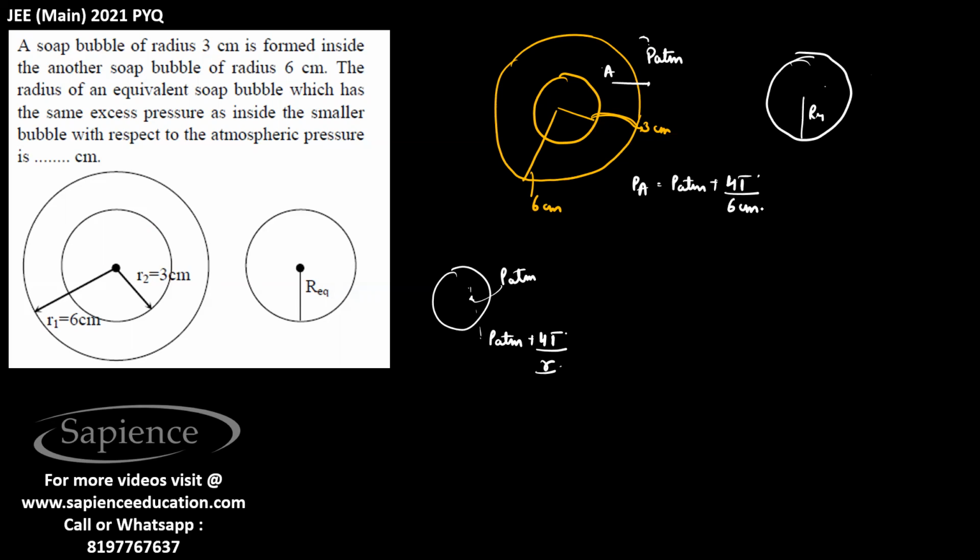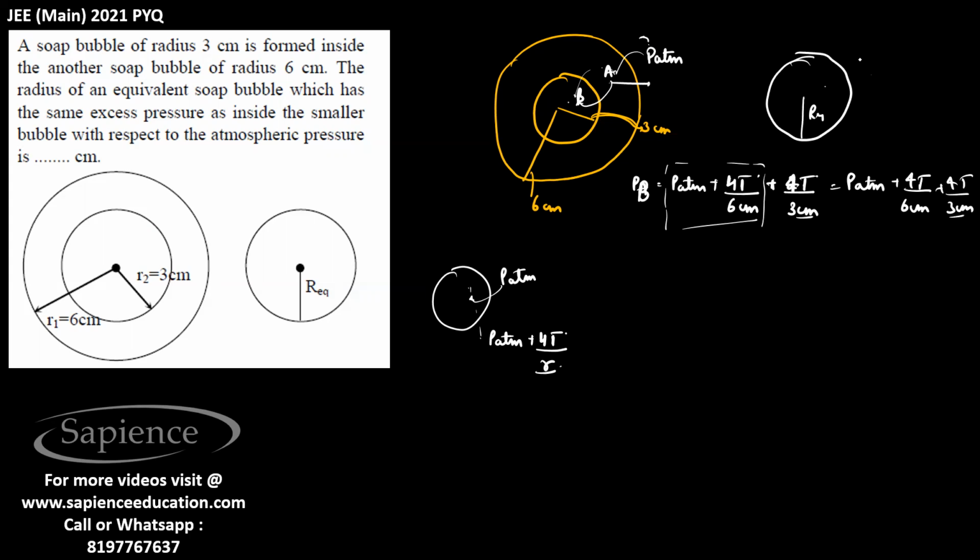centimeter. Then if I enter from here to inside another bubble, the pressure will increase, so it will become plus 4T by 3 centimeter at point B, because every time you enter inside, the pressure will increase. So the pressure at B will be equal to P atmosphere plus 4T by 6 centimeter plus 4T by 3 centimeter, that is the pressure inside both the bubbles.